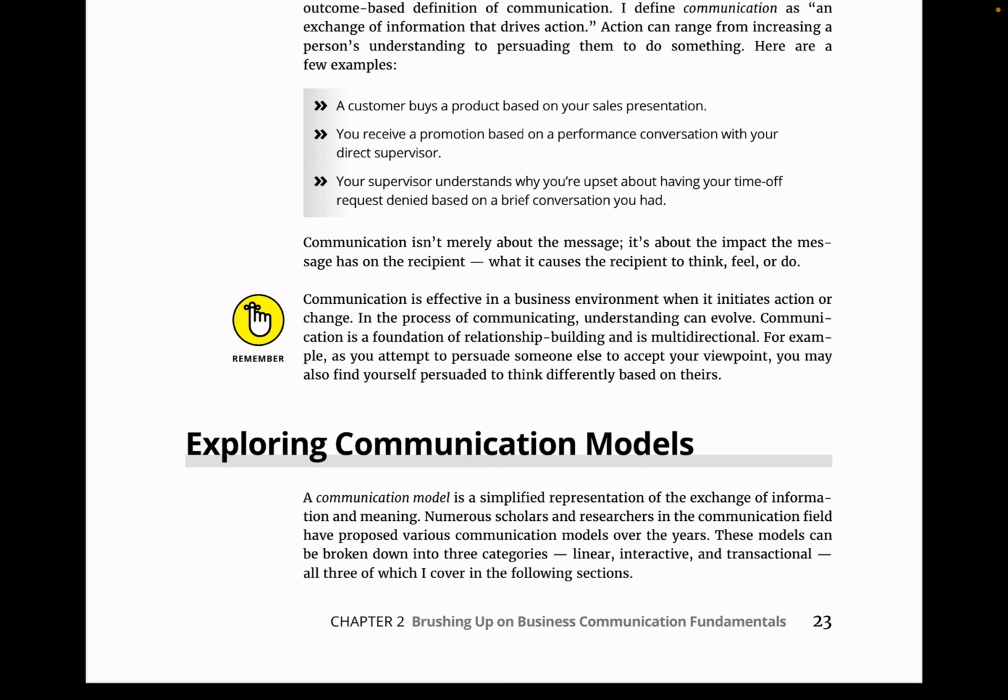Channel. The channel is the medium used to convey the message. It may be face-to-face communication, video conference, email, text, video, another medium, or a combination of media. The channel has a significant impact on the information exchanged and the speed and synchronicity of transmission. See Chapter 4 for more about choosing communication channels.